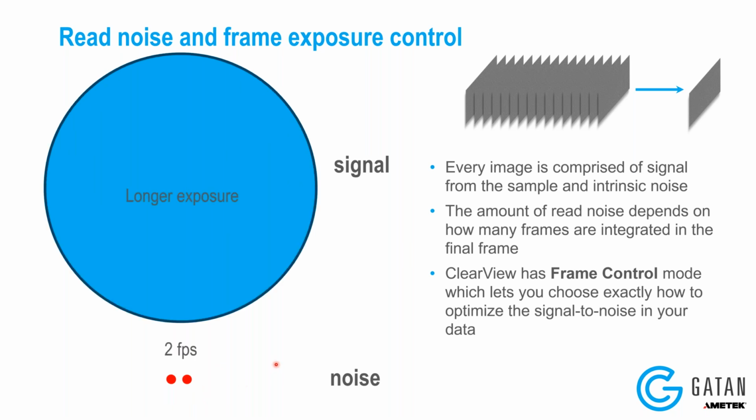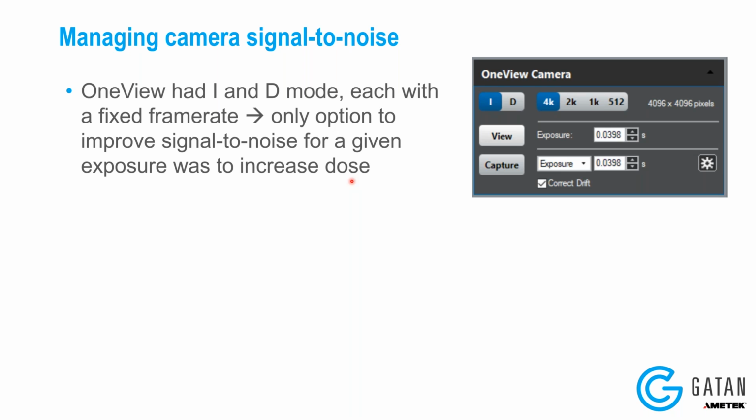And so the idea is that instead of always running at one frame rate, which is what the OneView camera had to do, you could control what frame rate you want and optimize for the signal to noise. So the camera, although it can always run at this high speed of 50 frames per second at 4K by 4K images, which I'll show on the next slide, you could also run it at 2 frames per second to integrate very little read noise and use a longer exposure time to maximize the signal to noise ratio in the data that you acquire, whether it's an image or a diffraction pattern, etc.